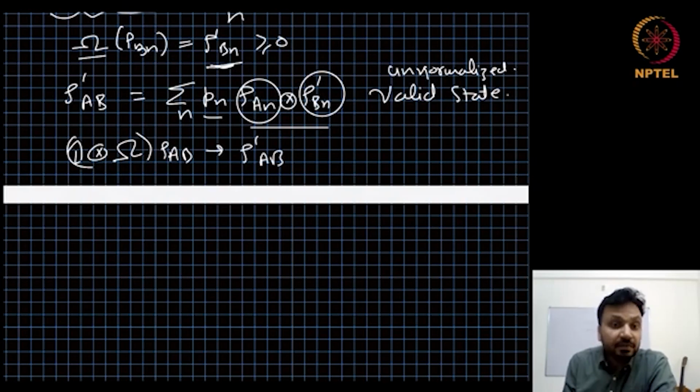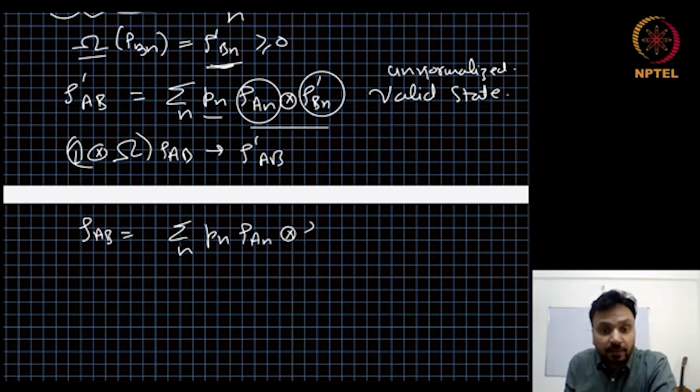Okay, but this is the case when rho AB is a separable state, because we were writing rho AB as sum over n Pn rho An tensor rho Bn, and we have already discussed that these kinds of states are called separable states.